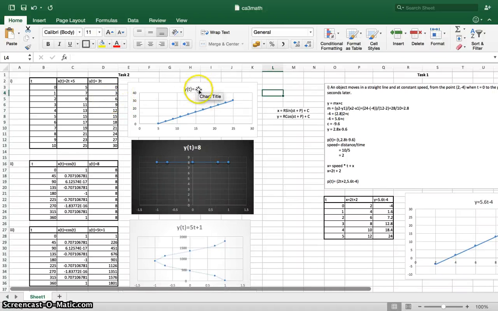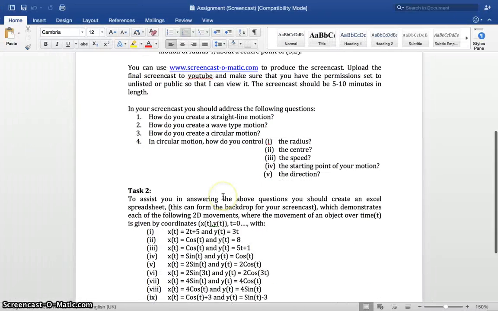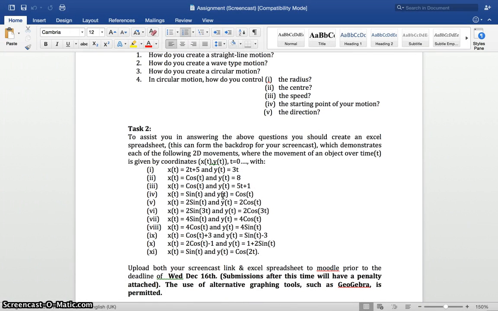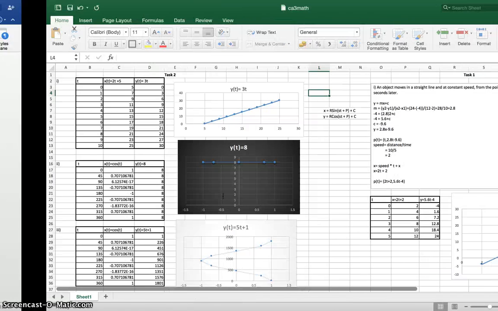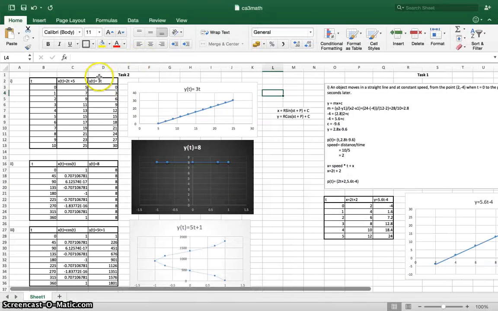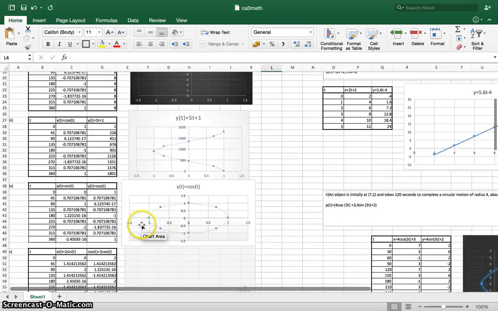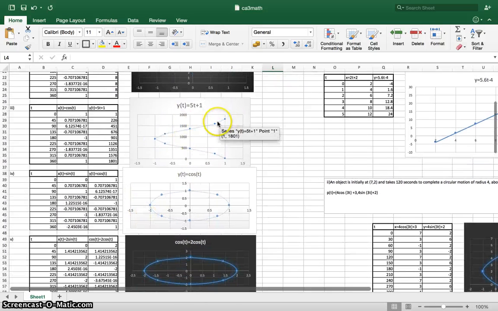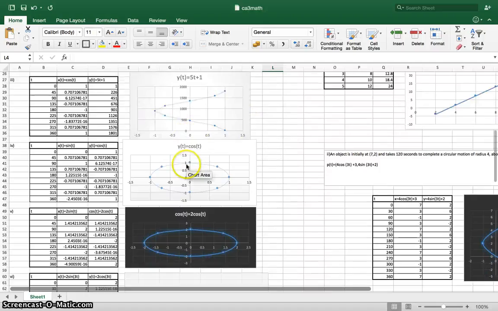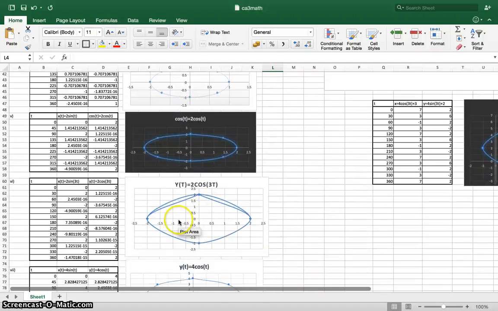You can see that y equals 3t. There are questions that can explain an object over time, for example y(t) = 3t and x(t) = 2t over 5. We can draw a graph like this, and then there's a straight line graph, and then there's a graph like this. There's a circular motion graph like this. This is a wave graph, and a circular motion graph again.